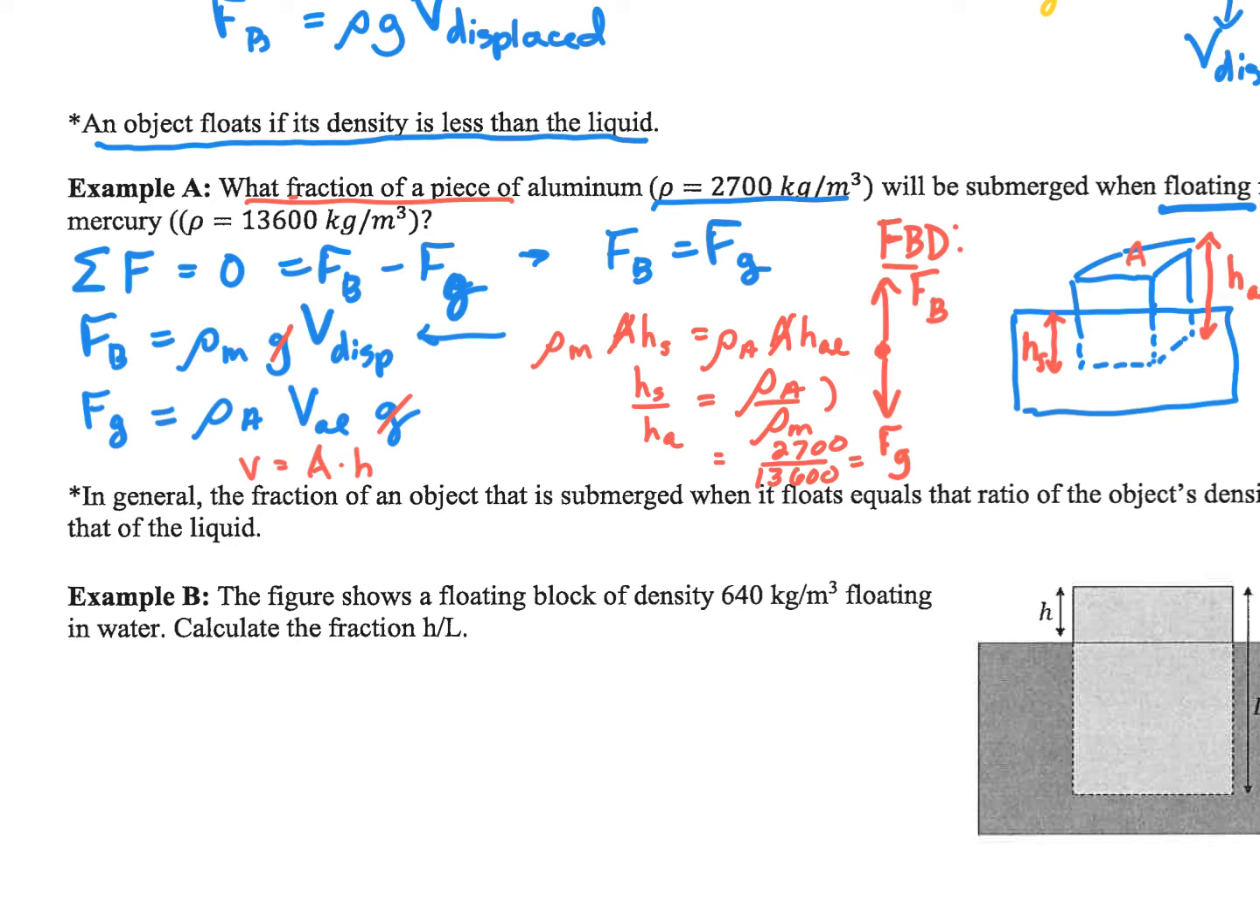So that number, looking at 2,700 versus 13,600, should be pretty small, shouldn't it? Shouldn't the ratio be fairly small? Very. All right. So what's it going to be? I think it's like 0.2. Yeah. Okay. 0.2. So it's not going to be very big.